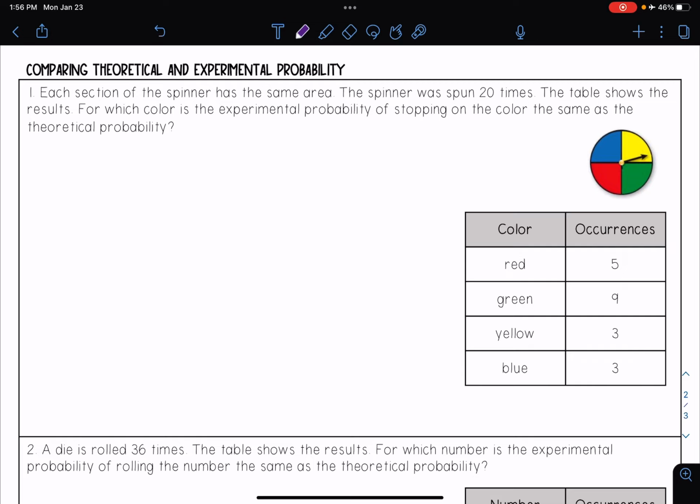First, I'm just going to look at the theoretical probability. It's going to be the same for each color, because that is our definition of theoretical probability. I see there's 4 colors, and they're all the same area. So that means my theoretical probability of landing on any of these colors is going to be 1 out of 4.